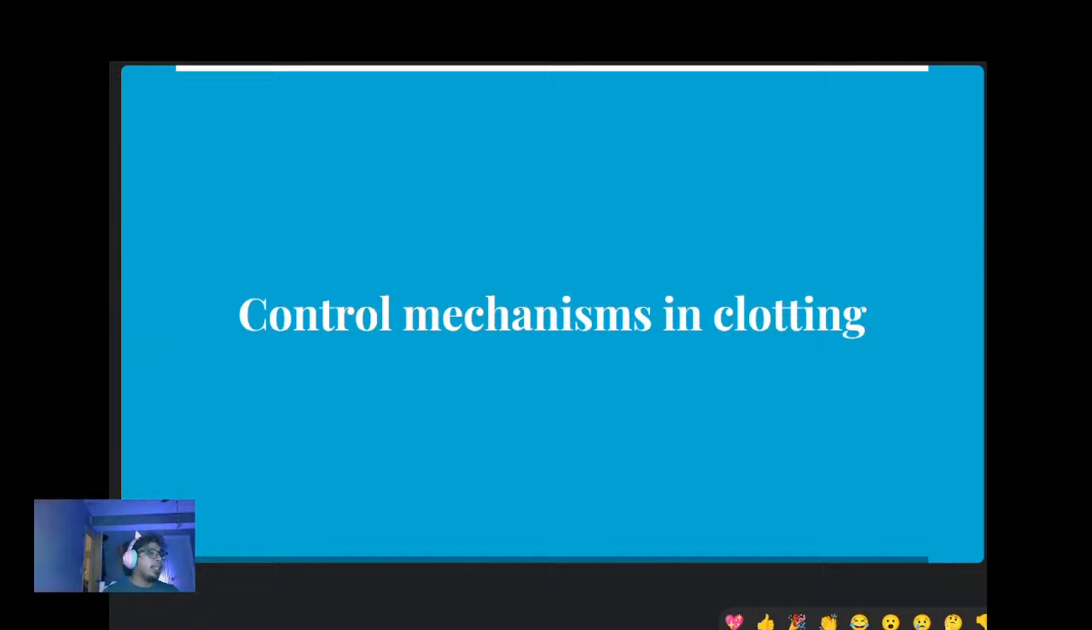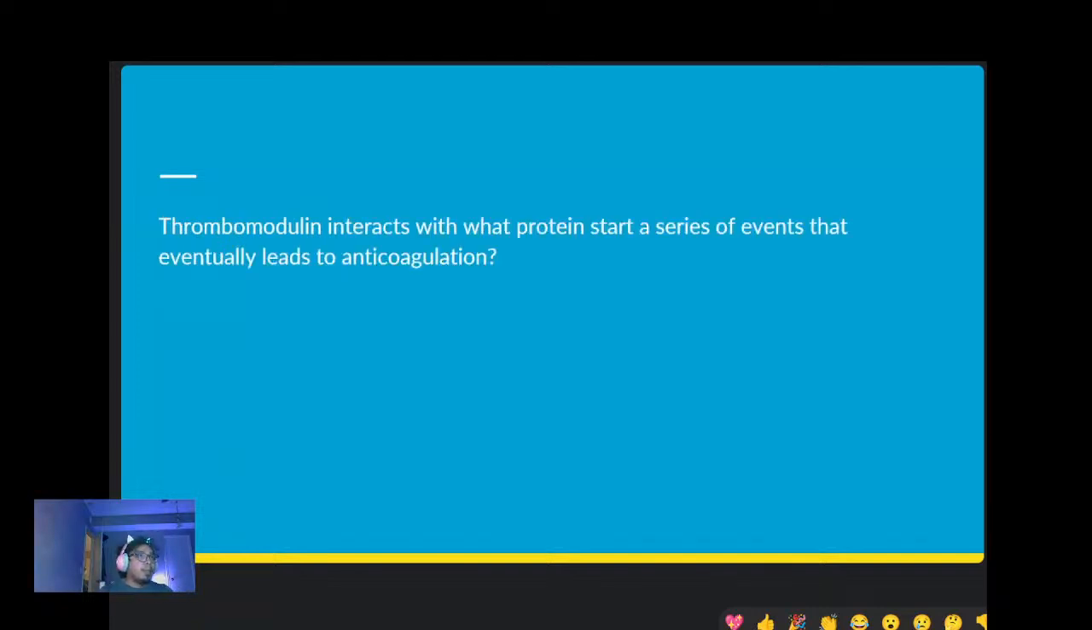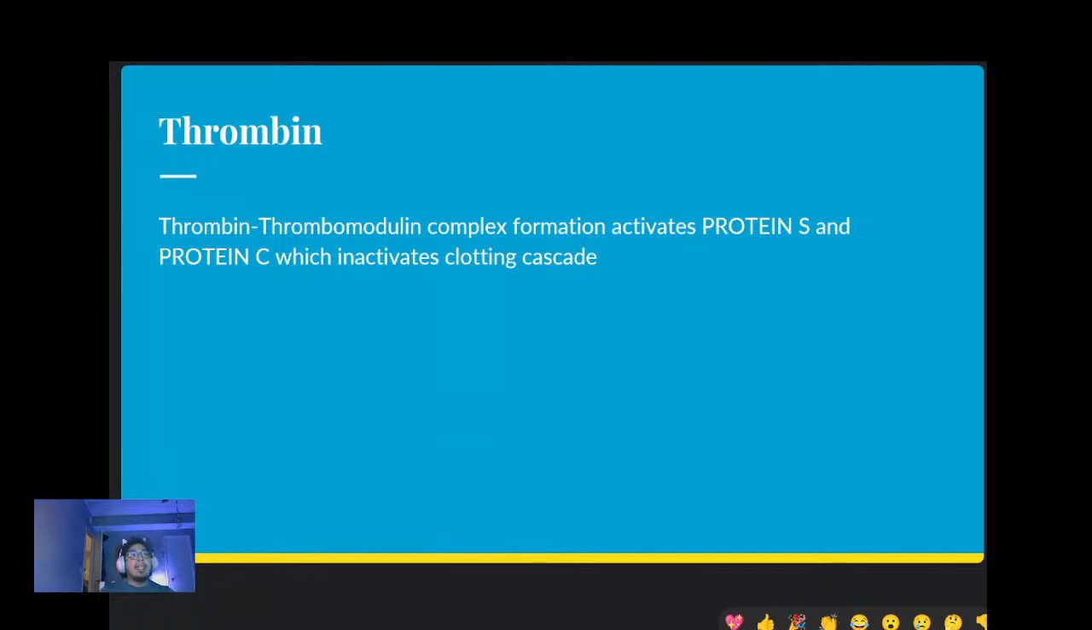Control mechanisms for clotting. There are two things that we need to remember. Just remember the most important one for modulating everything, for controlling the feedback mechanism, which is the integral membrane protein known as thrombomodulin. Thrombomodulin reacts with what protein? Number one, it interacts with protein C and then protein S to start a series of events that eventually lead to anticoagulation. Protein C inactivates the clotting cascade. I mentioned that earlier.